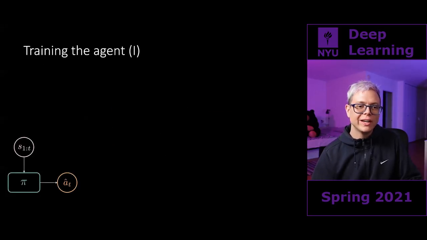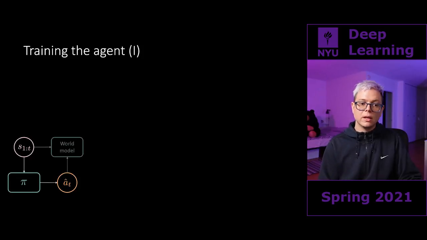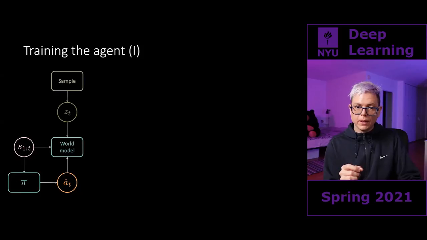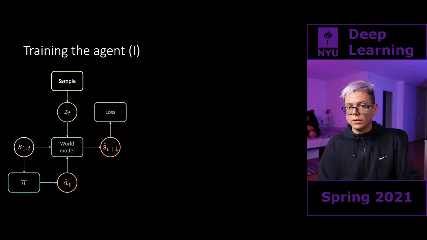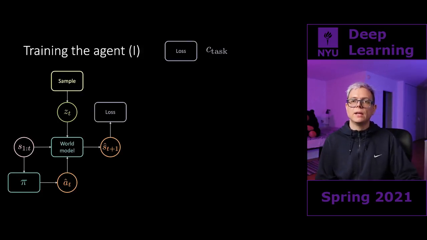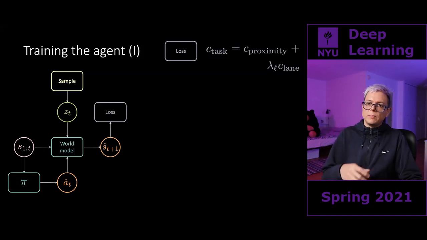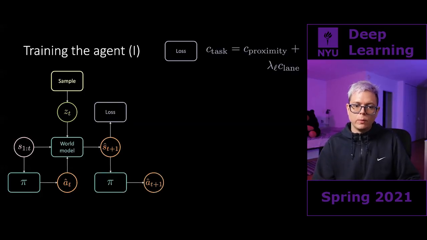All right. So training the agent, we have a state that goes inside the policy. We get this prediction of the action. We provide state and action to the world model, and we also input a latent that comes from the prior. We already trained the world model. So we get again the next state, which goes inside the loss, which is, for example, in this case, my cost task. What are the cost tasks? Well, now it's just a linear combination of the proximity cost and this lane cost. Cool. So then we go inside the policy again with this next state.